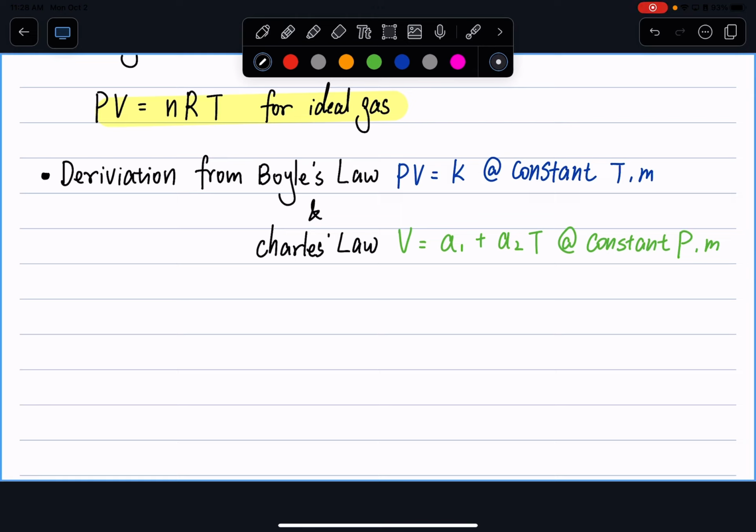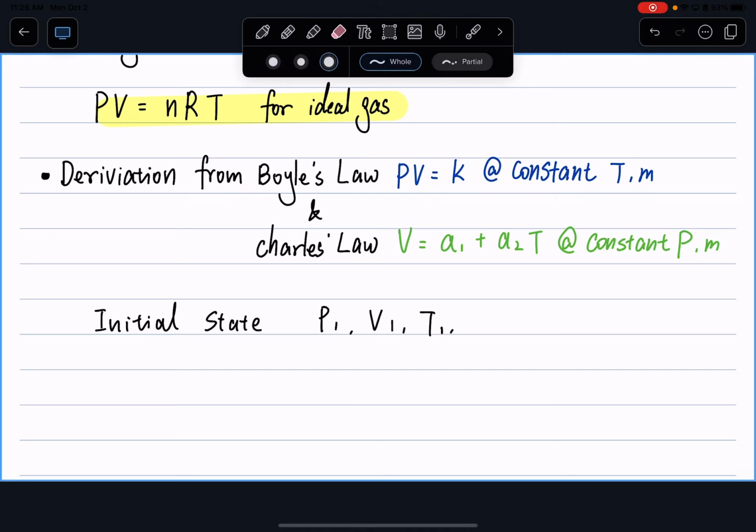Now let's imagine an initial state where you have P1, V1, T1, and some kind of mass. Because mass is always held constant, I'm just not going to mention it.